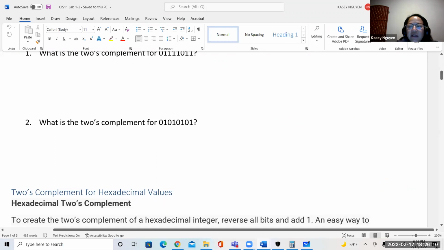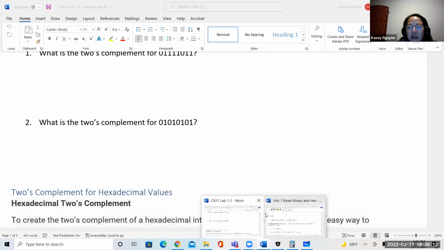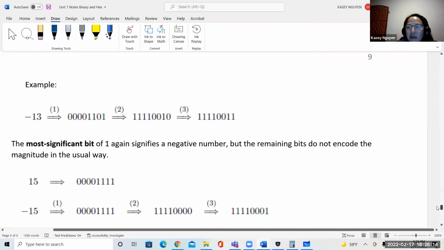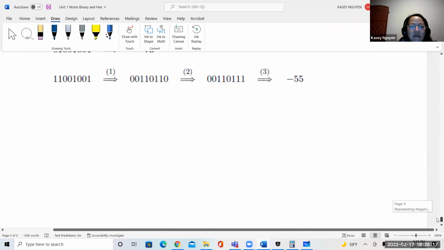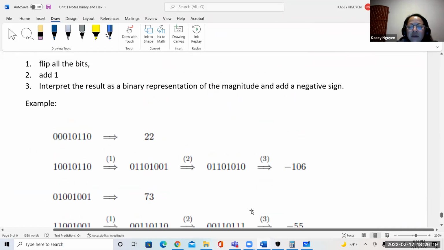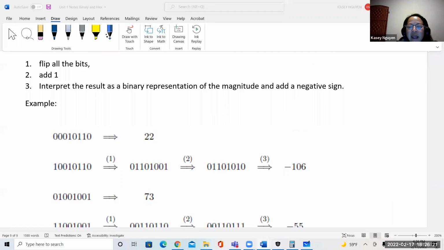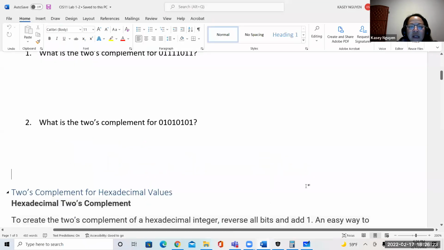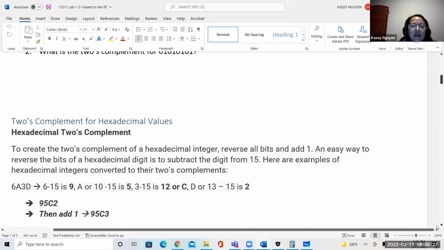Okay, so we addressed the 2's complement. Also at the end of the notes, I added in the lab where you would need to do the 2's complement of the hex values.